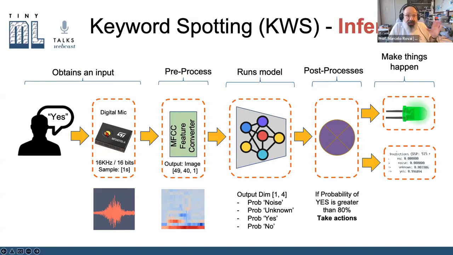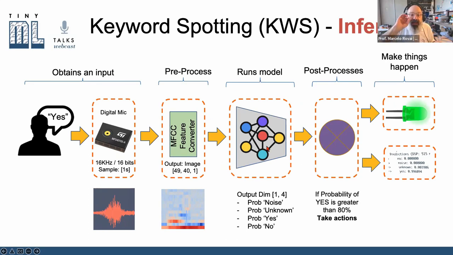So what should be done in terms of inference? What do we want to do? I want to say yes to the device here. The microphone will capture this data, a raw data in time. We convert this like an image, a 1D image. This will be my preprocessing using this algorithm, MFCC, and this will be the input tensor for a model here.